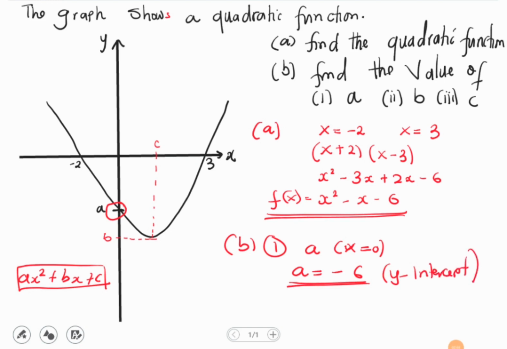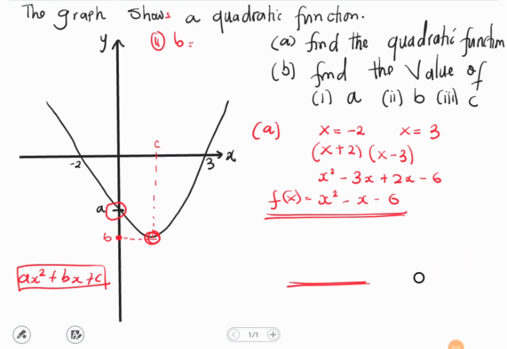Then b and c. So I'm going to erase this part. I'll just answer it from this side. b and c. How can you find b? Now b, where is b? b is here, which is a turn. You can clearly see that the graph is turning from this point here. So b is the y turning point, and c is the x turning point. We can start by finding the x turning point, which is not a problem.